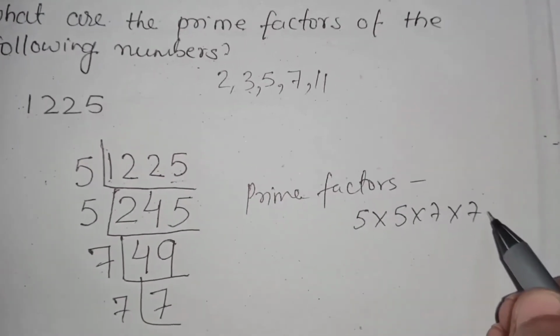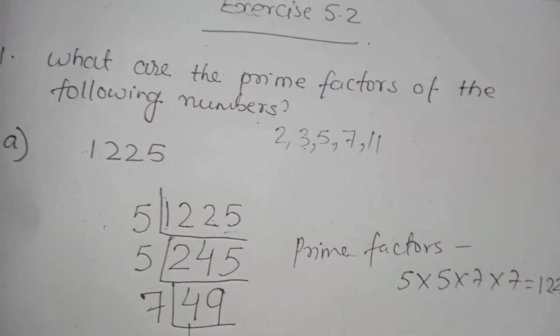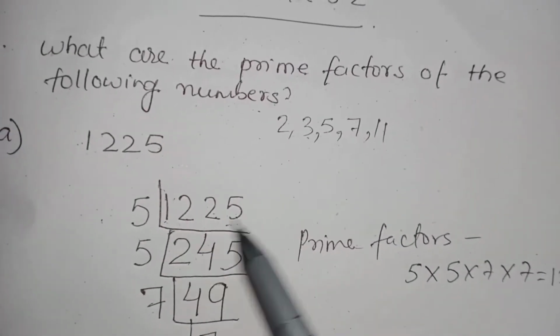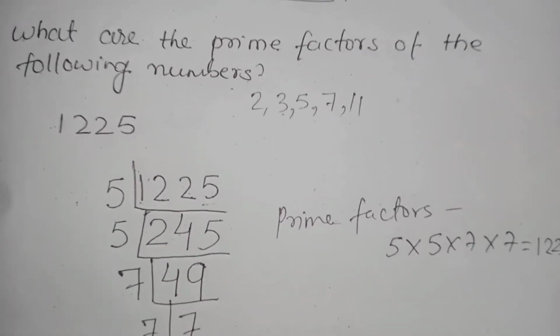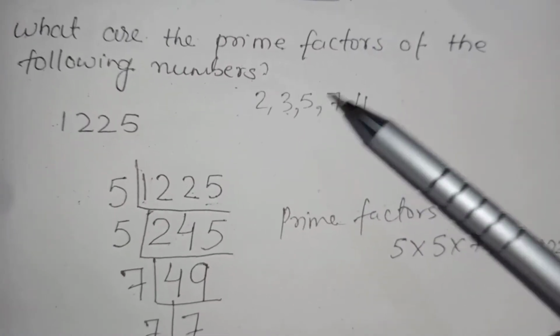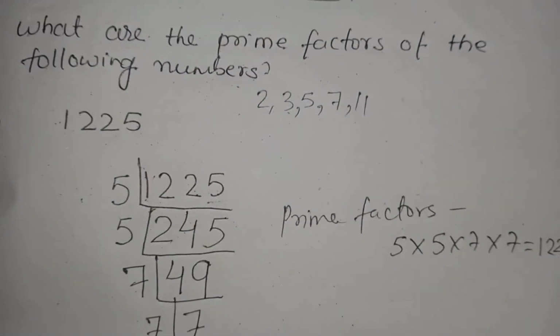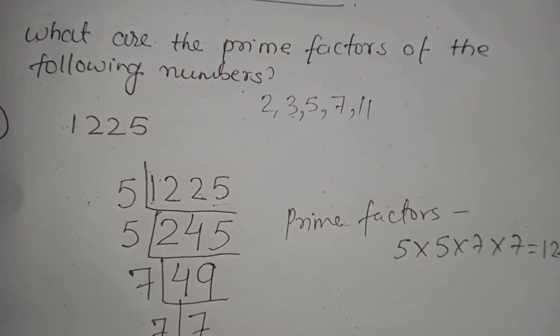When you multiply these prime numbers, you will get 1225 only. So this is what prime factors means. You have to use the prime numbers. You have to check from 2, and if not, then 3, then 5. One by one you have to check. You don't need to go directly with 4, 6 and so on. Otherwise it will be wrong.